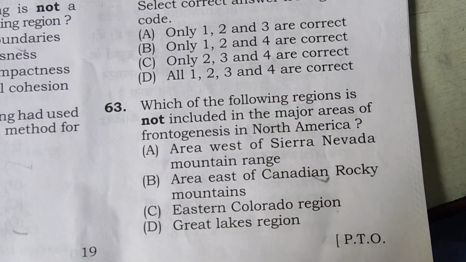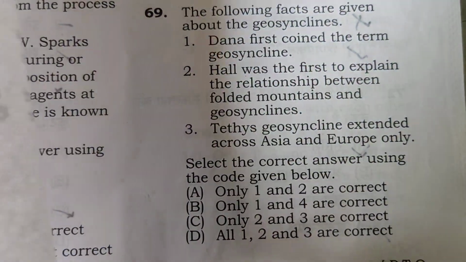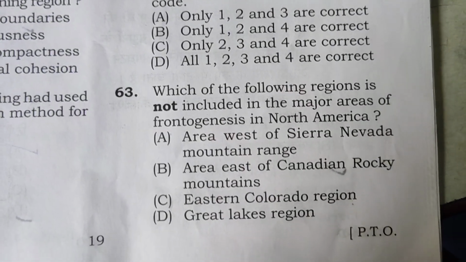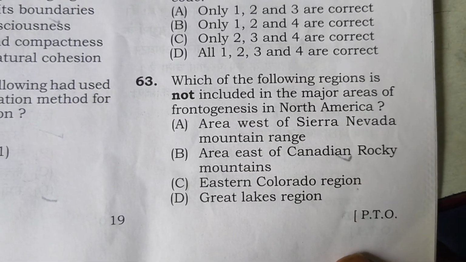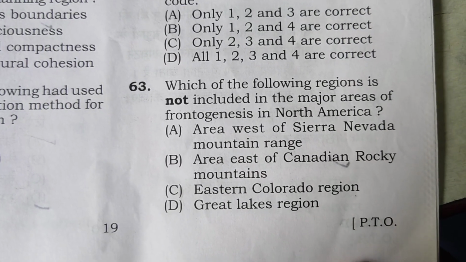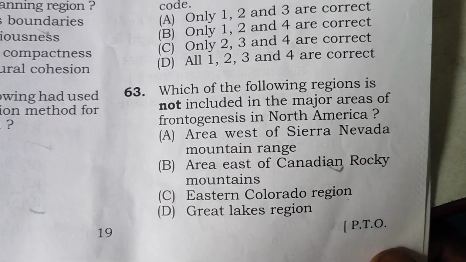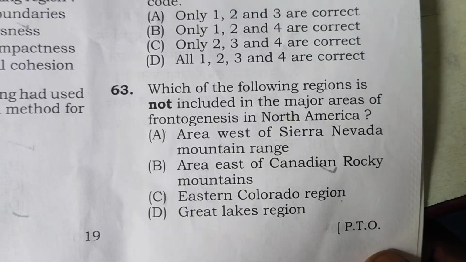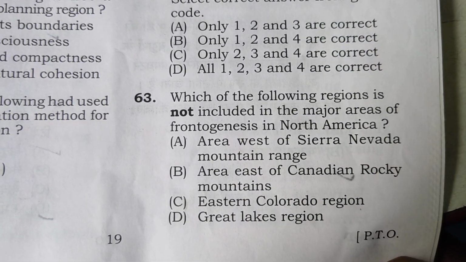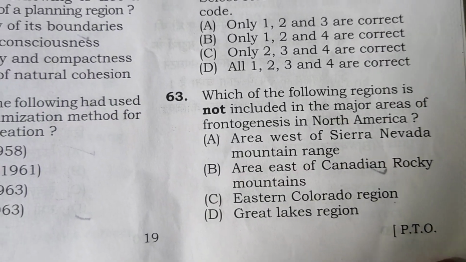Which of the following region is not included in the major area of frontogenesis in North America? A option is correct. Area west of Sierra Nevada mountain range. Sierra Nevada mountain range is not an area where frontogenesis is suitable for origin.